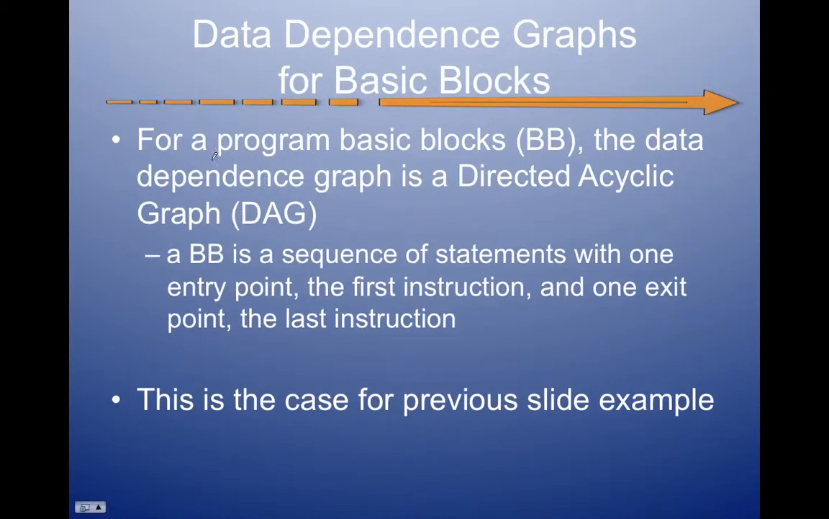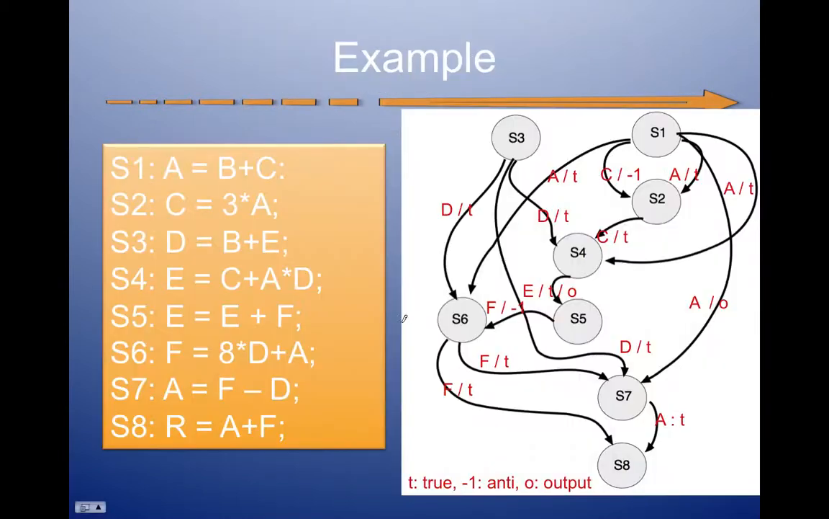For a basic block, the data dependence graph is a directed acyclic graph. I cannot have cycles in this graph. A basic block is a sequence of statements with one entry point, the first instruction, and one exit point, the last instruction. This is a basic block.